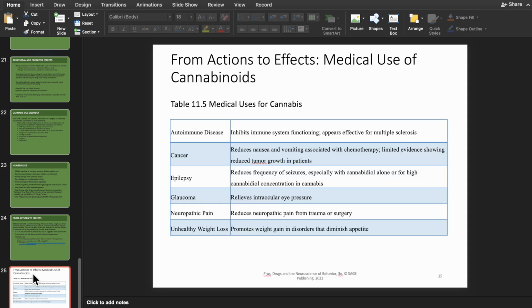Here is a table of medical uses for cannabis. I'll let you go over this on your own.